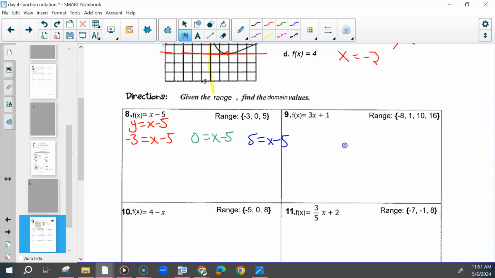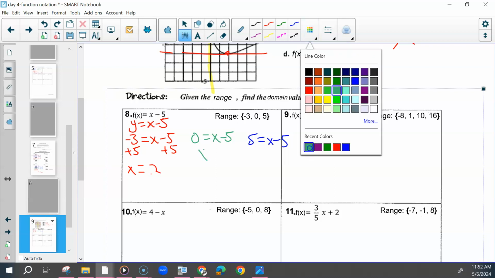And if I were doing this algebraically, I would be doing what to solve for x? Add 5. I'll do that once. So then the x value of this one would be 2. The x value of the next one, 5. And then of the last one, 10. So you would write those together in curly brackets, least to greatest.